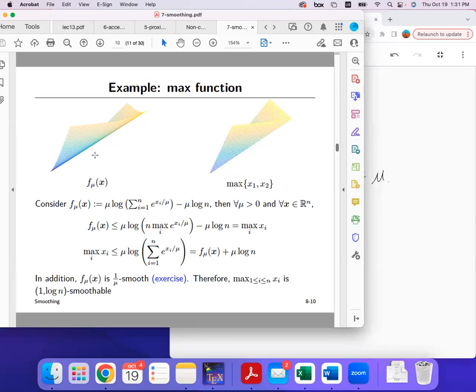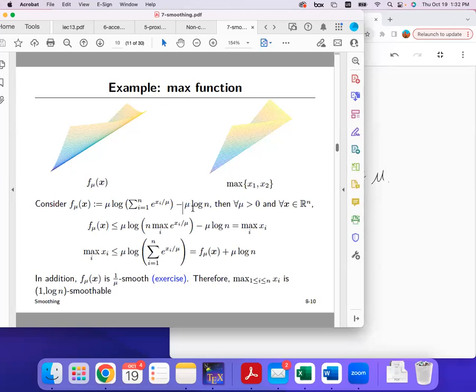What we can do is smooth this function using the log-sum-exponential that we introduced before. So let's define this f mu of x. f mu of x equals mu times log of the sum over all the coordinates of e to the power of xi over mu. And in the end, we subtract mu times log n.